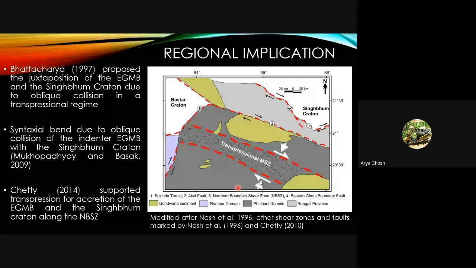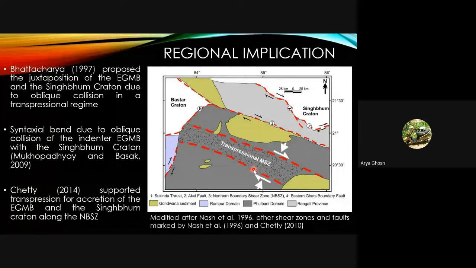And the Mahanadi shear zone, though it is not a boundary shear zone, is actually a far field response of the amalgamation of the two terrains. Chetty in 2014 also supported this transpressive regime in the Mahanadi shear zone. So we can explain the Mahanadi shear zone as an intra-terrain transpressional zone formed due to the far field stress of the amalgamation of the Eastern Ghats mobile belt and the Singhbhum craton.